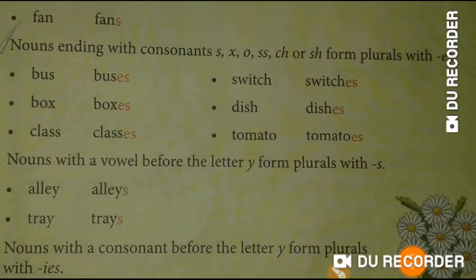If a noun ends with s, x, o, ch, or sh, then we add es to form its plural. For example, bus ends with s, which means the last letter of bus is s, so we add es to it to make it plural, so it will be buses. Similarly, box becomes boxes.